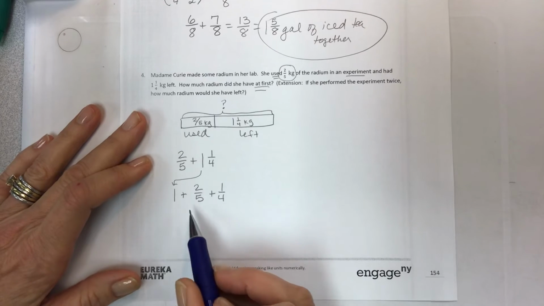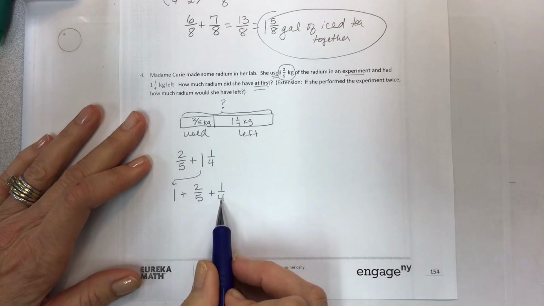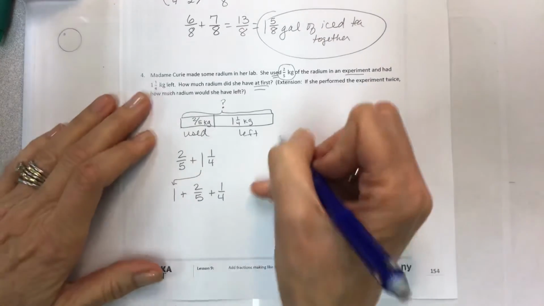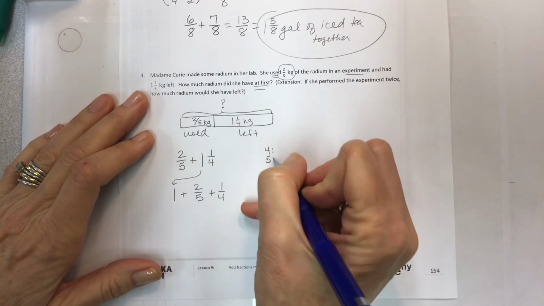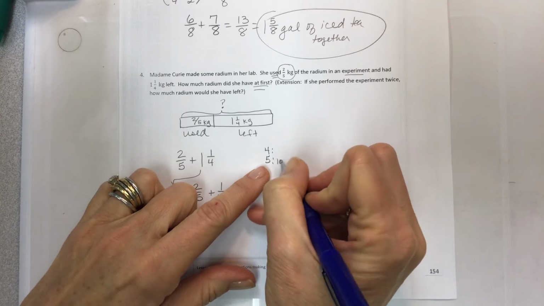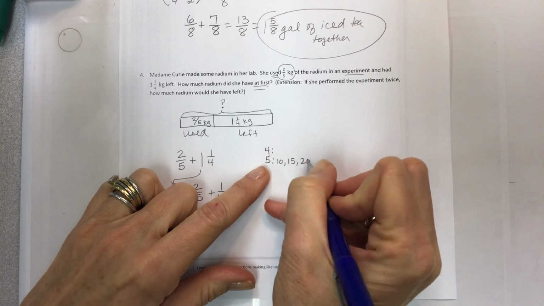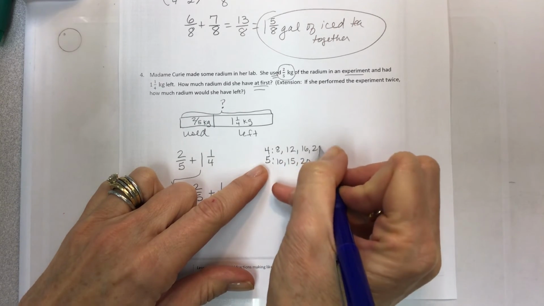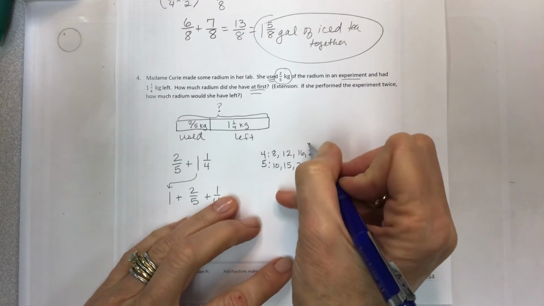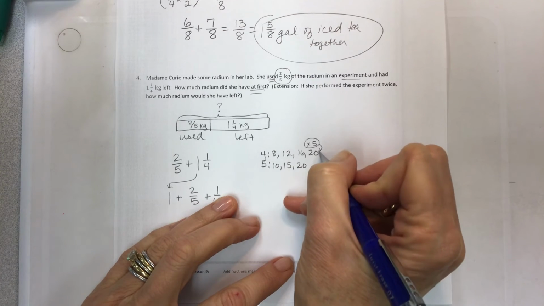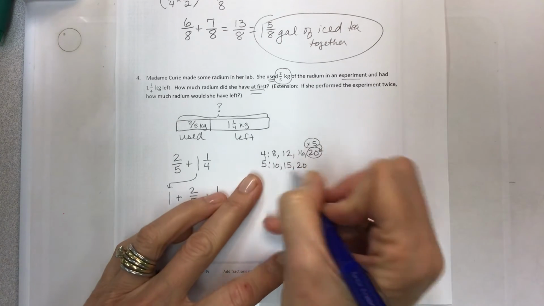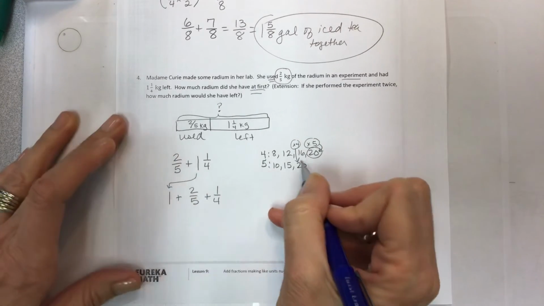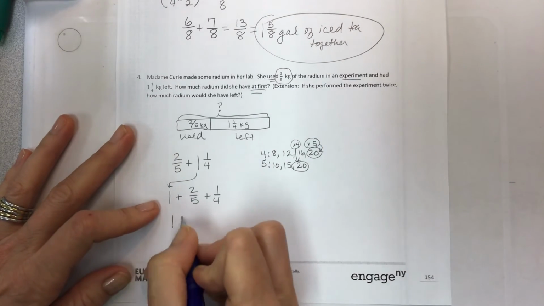Now I need to have a common denominator because 5 and 4 are not the same. And I want to get 20ths. So because I know that 4 and 5 can skip count 5, 10, 15, 20, and then 4, 8, 12, 16, 20. And so the scale factor for this one is going to be times 5. And the scale factor for this one is going to be times 4. Okay? So let's set these up.